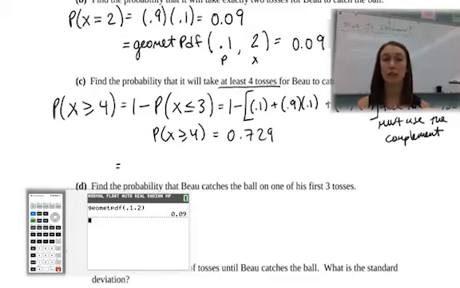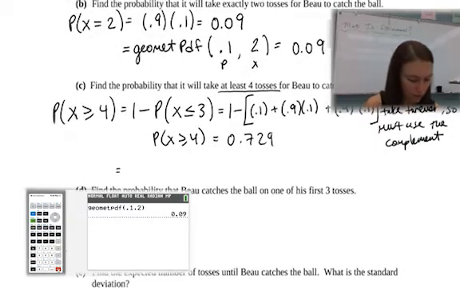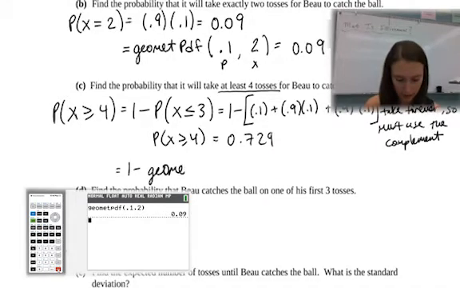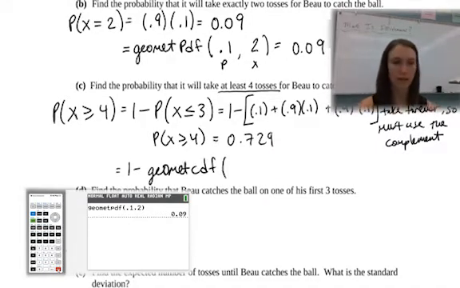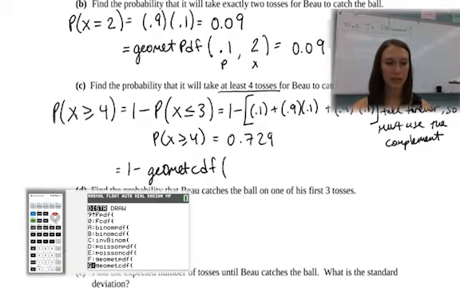Now, if I want to use the calculator function, this is going to be a geometric CDF. So C stands for cumulative. So you're adding all the way up to a certain value. So 1 minus the geometric CDF. Okay, so let's go in our calculators. Second, vars, up, and then geometric CDF is that very bottom one, hit enter.